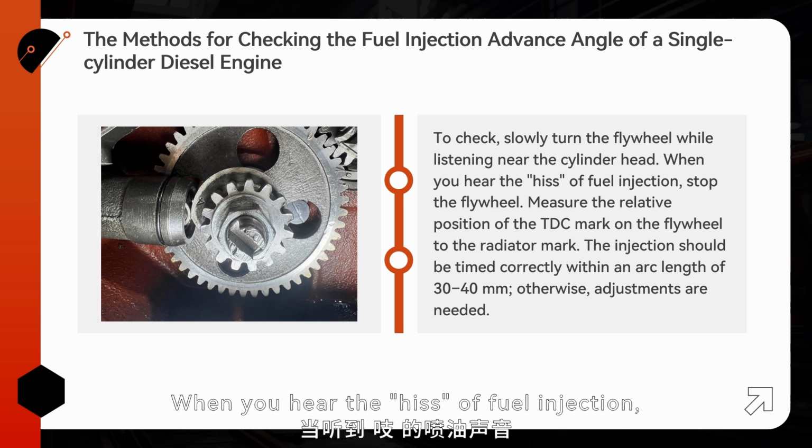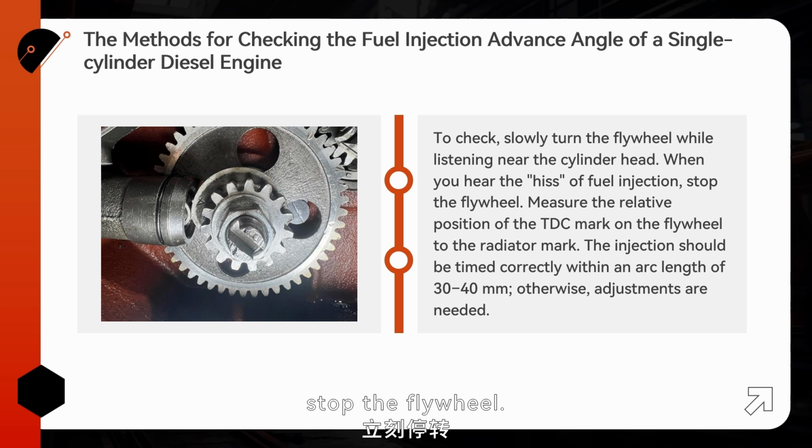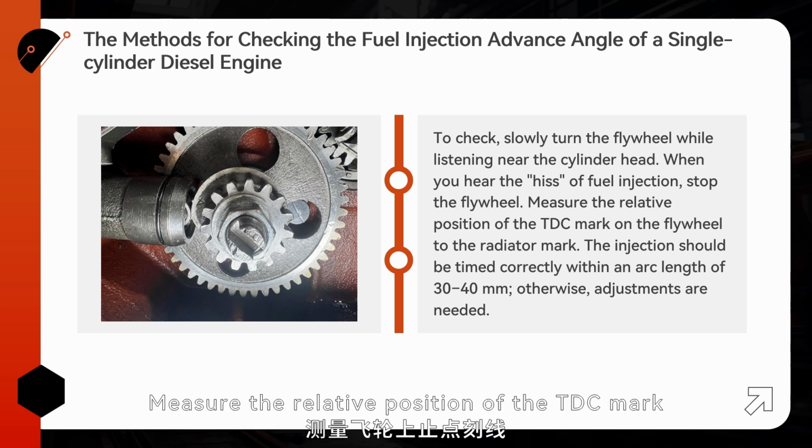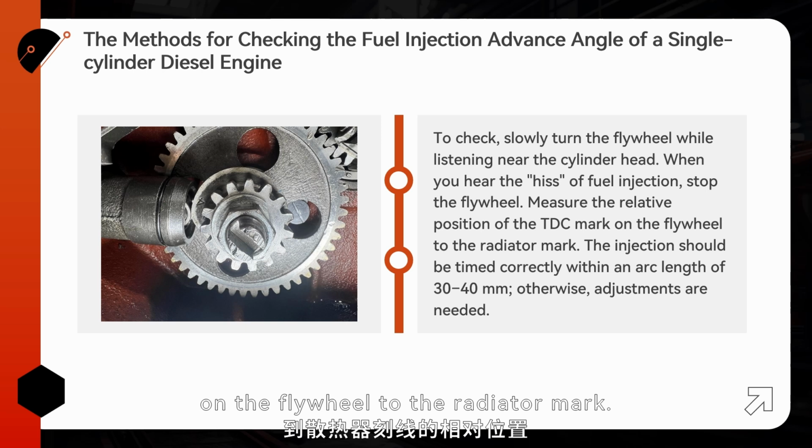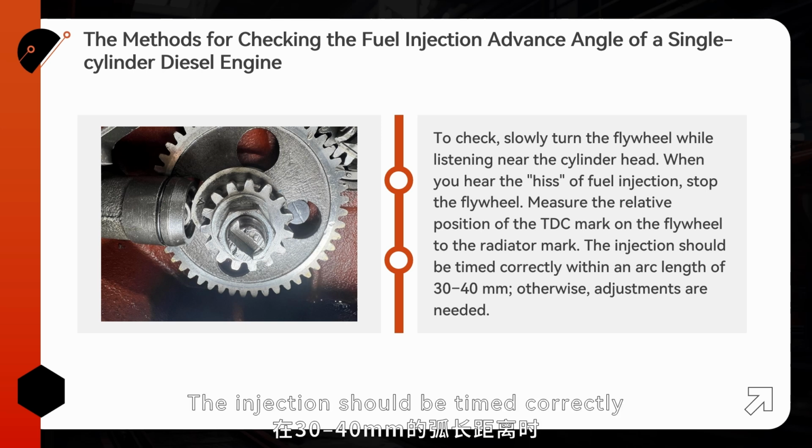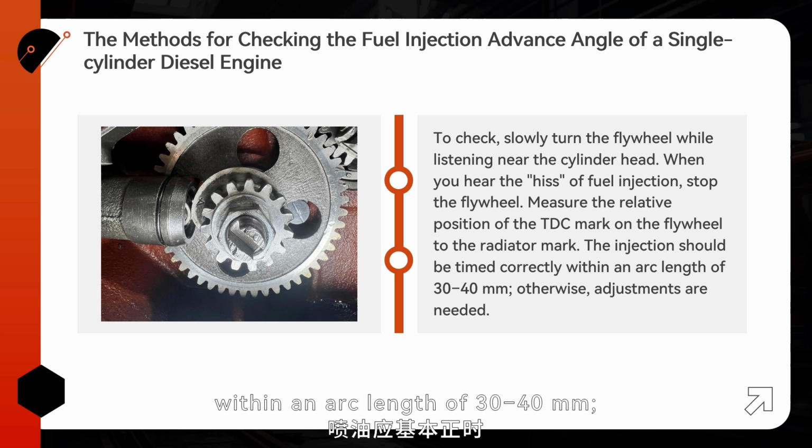When you hear the hiss of fuel injection, stop the flywheel. Measure the relative position of the TDC mark on the flywheel to the radiator mark. The injection should be timed correctly within an arc length of 30 to 40 millimeters. Otherwise, adjustments are needed.